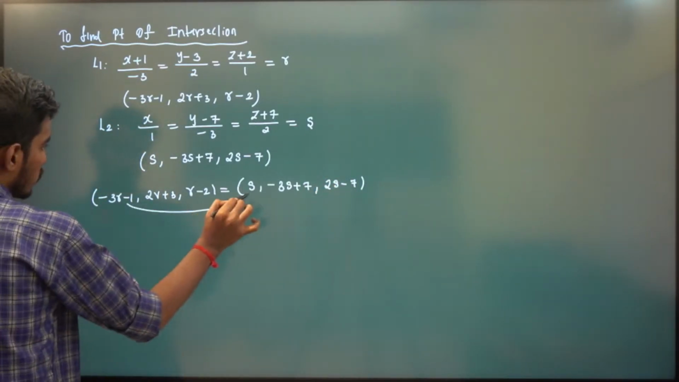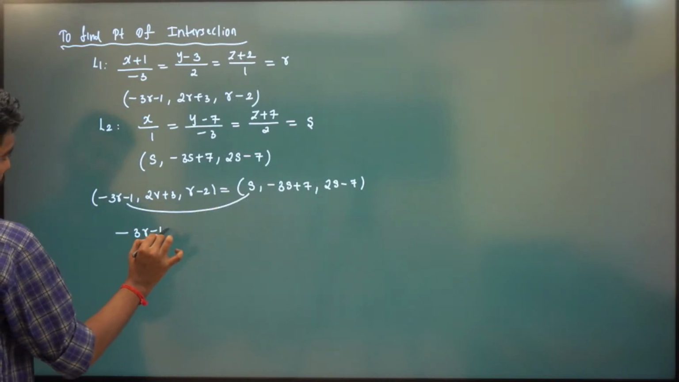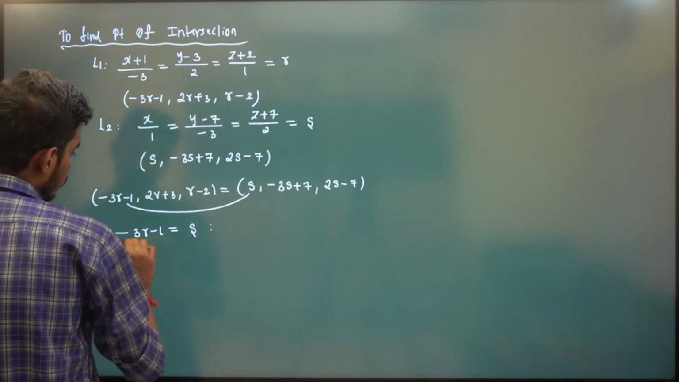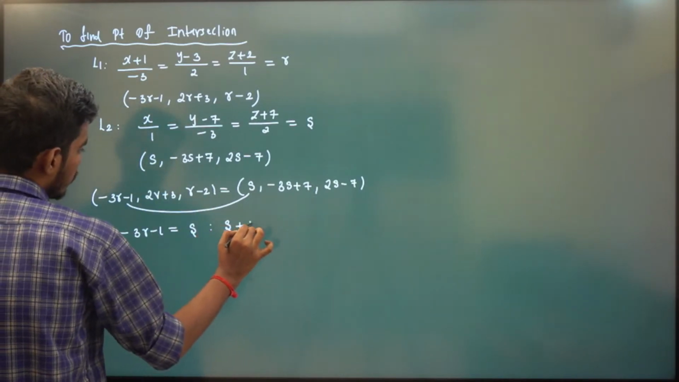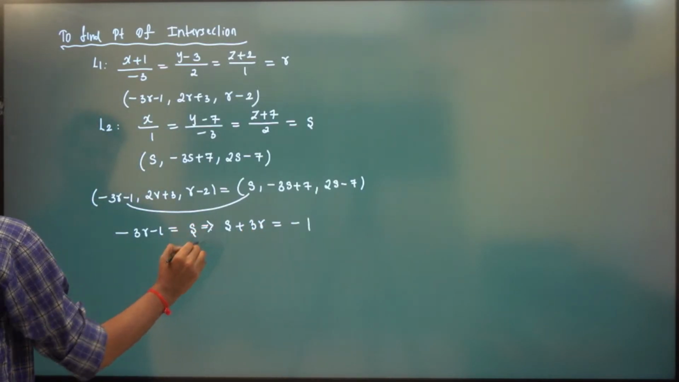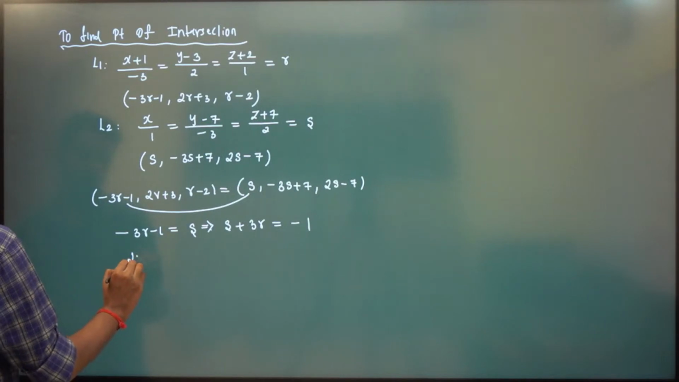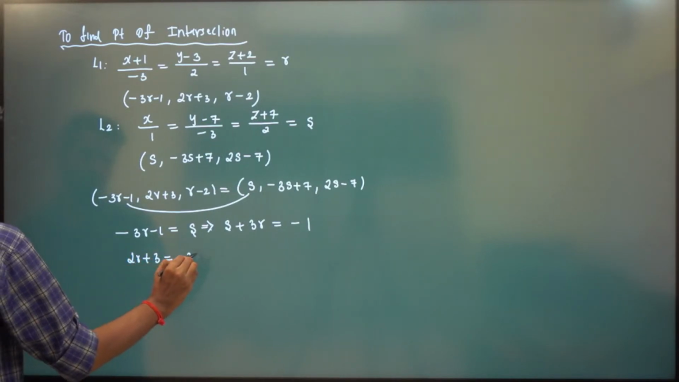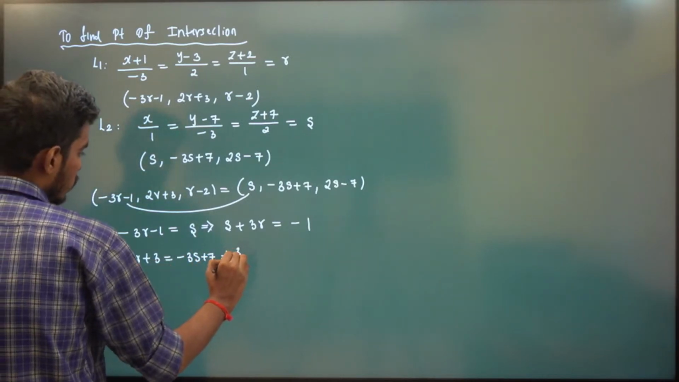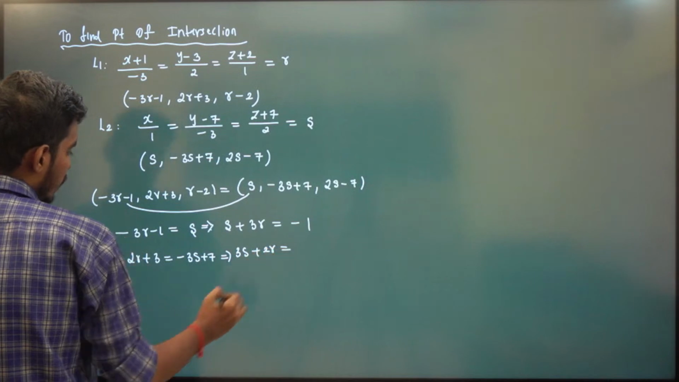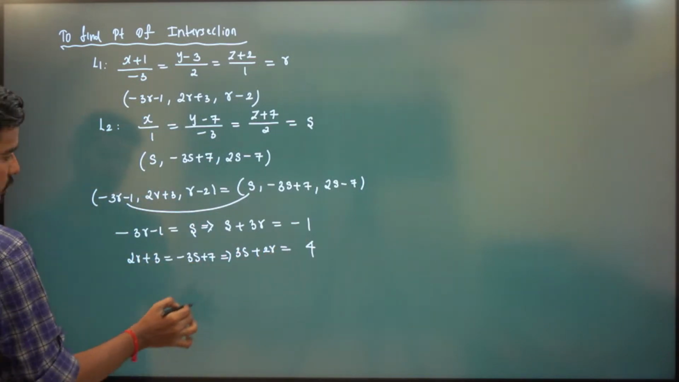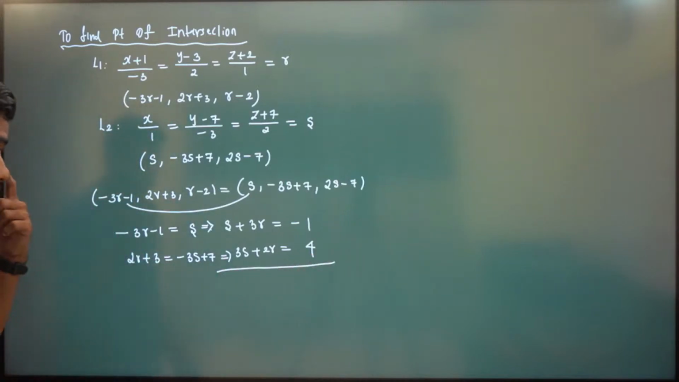So we have minus 3r minus 1 is equal to s. This is the first equation. So we take that side, s plus 3r is equal to minus 1. And similarly, if we equate the second term, we have 2r plus 3 is equal to minus 3s plus 7. So if we take that side, we will have 3s plus 2r is equal to 7 minus 3, which is 4, right? Now solve for r and s.